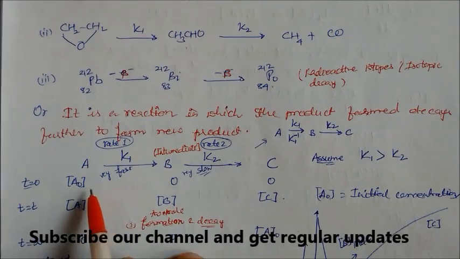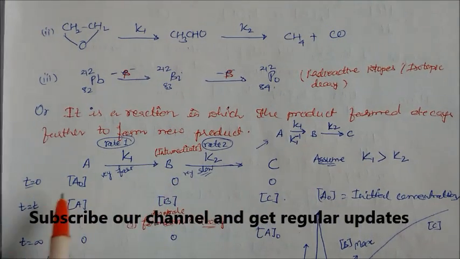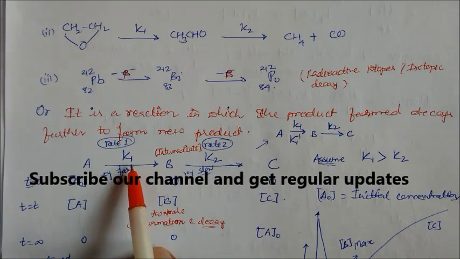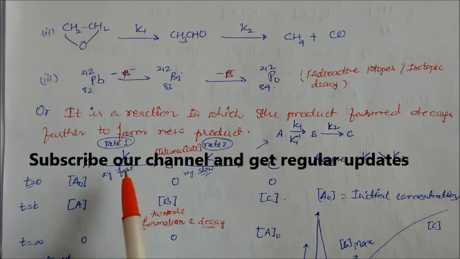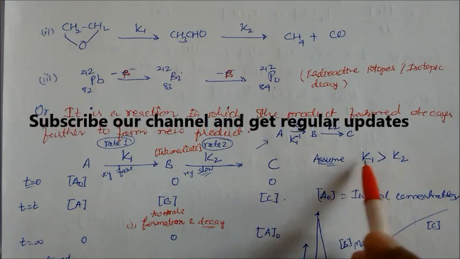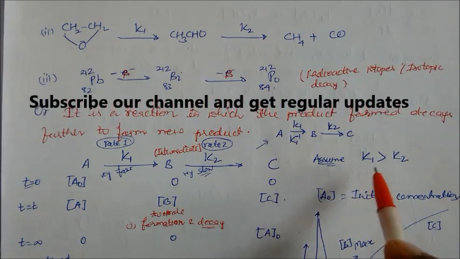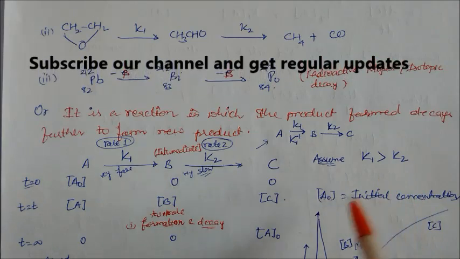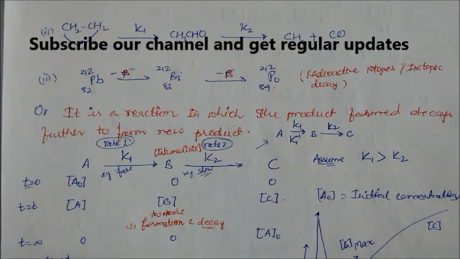Now let us take the same hypothetical example. A is converting to B and B is converting to C, and the rate constants are K1 and K2 respectively. We will assume that K1 is greater than K2. This is important. We will take different cases, when K2 is greater than K1 or K1 equals K2. Now we will take K1 greater than K2.